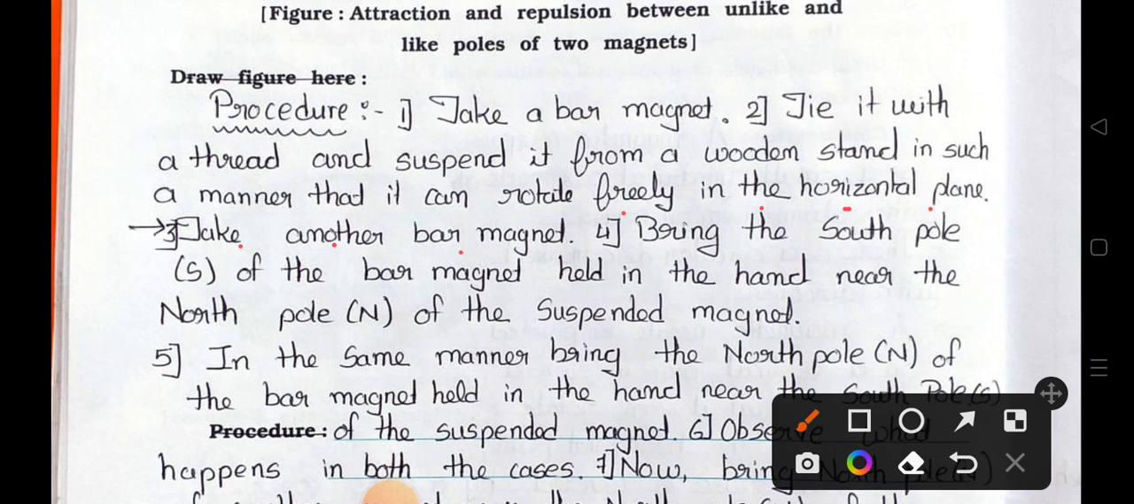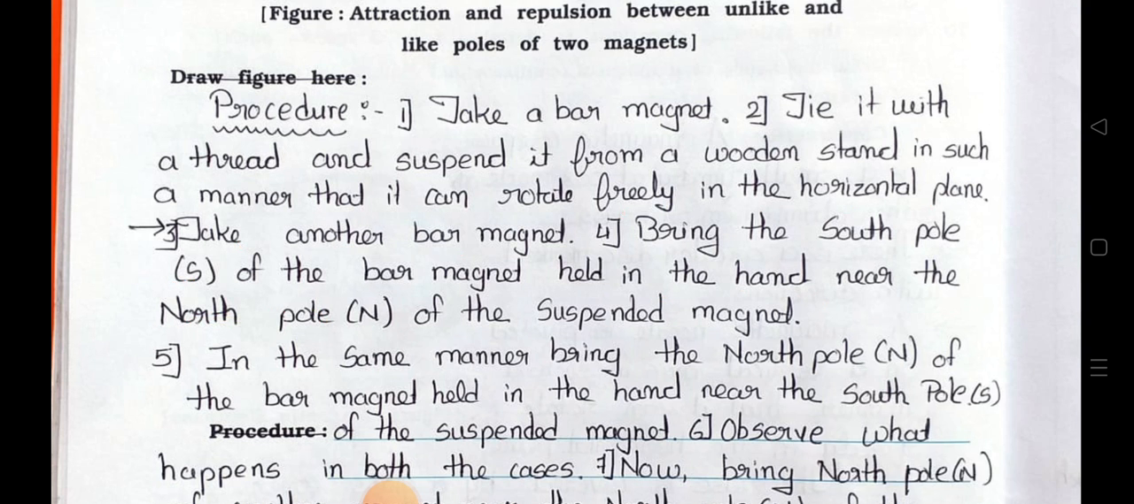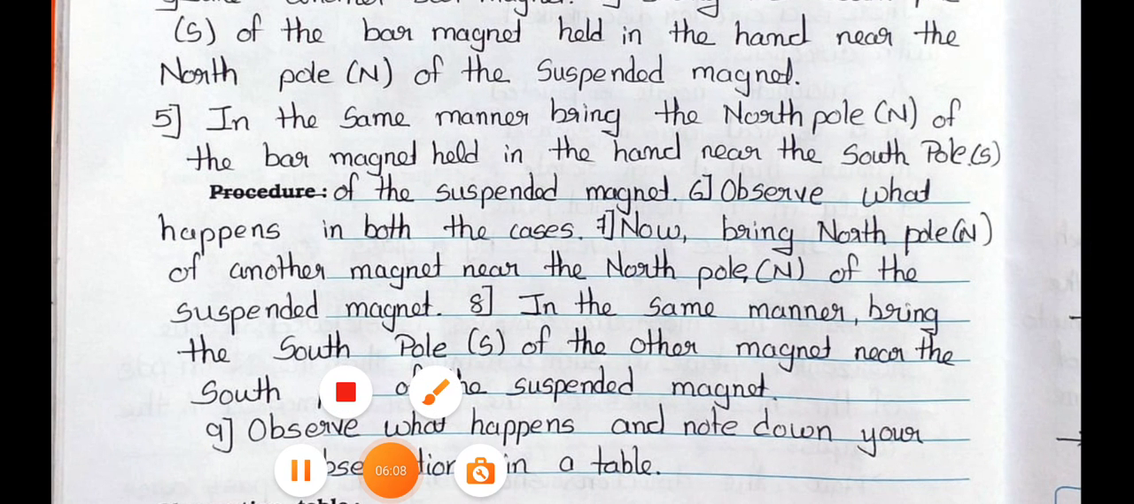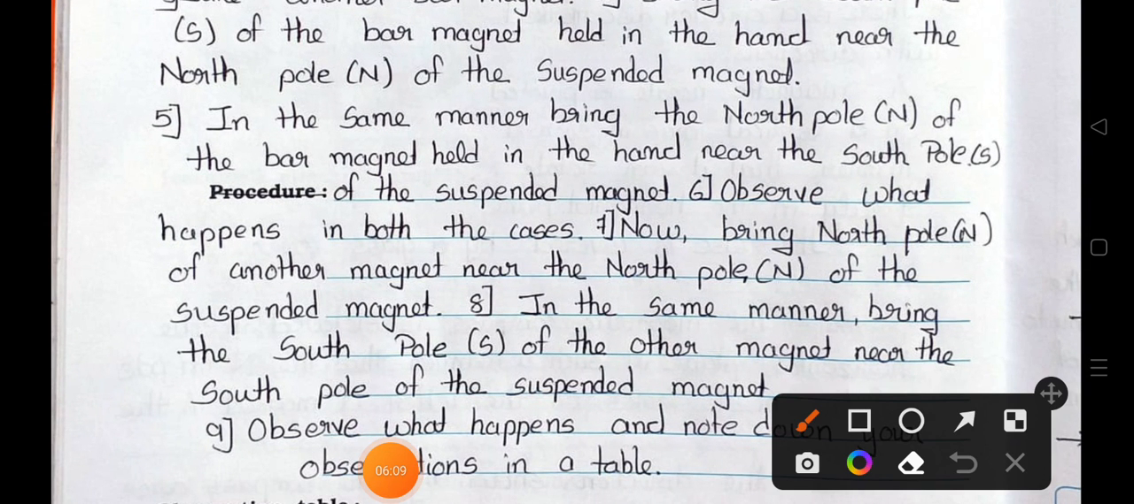Take another bar magnet, bring the south pole, S, of the bar magnet held in the hand near the north pole of the suspended magnet. In the same manner, bring the north pole of the bar magnet held in the hand near the south pole of the suspended magnet. Observe what happens in both the cases.